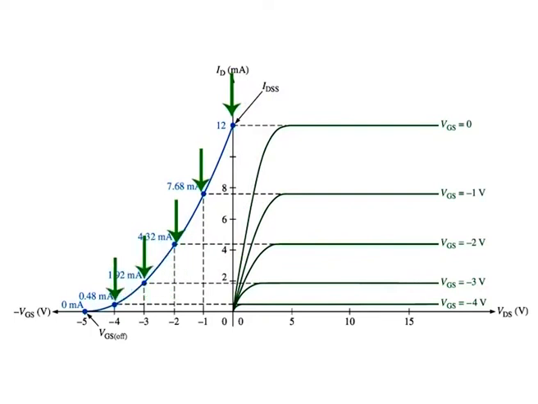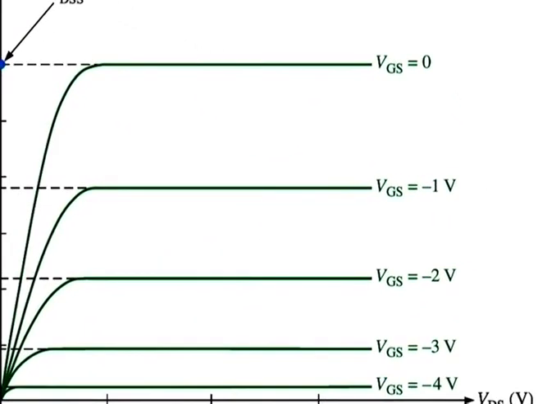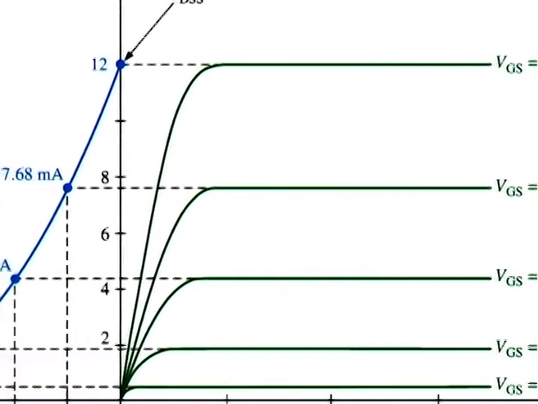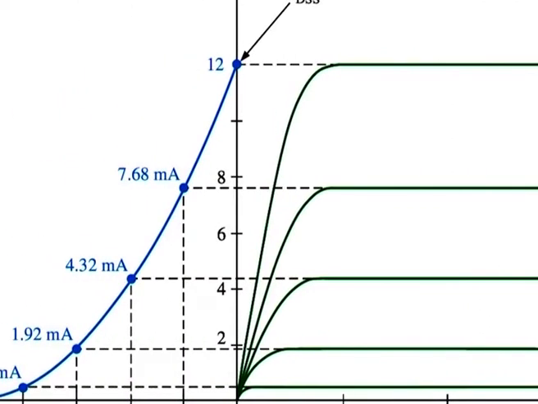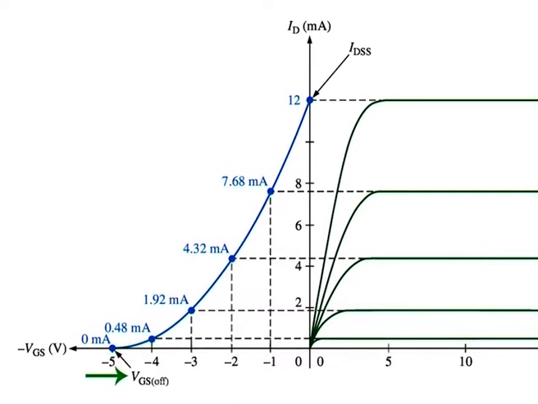taken from the family of drain curves at pinch off, as illustrated in the figure for a specific set of curves. Each point on the transfer characteristic curve corresponds to specific values of VGS and ID on the drain curves. For example, when VGS is equal to minus 2 volt, ID is equal to 4.32 milliamperes. Also, for this specific JFET, VGS off is equal to minus 5 volt and IDSS is equal to 12 milliamperes.